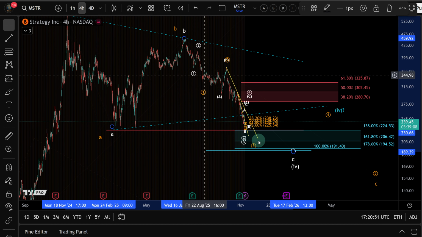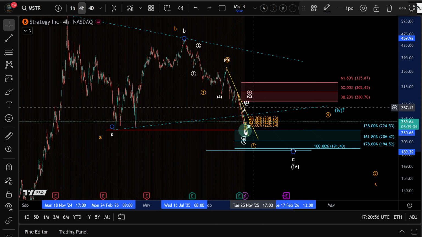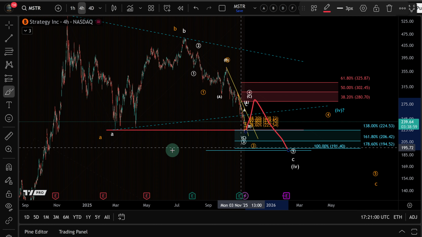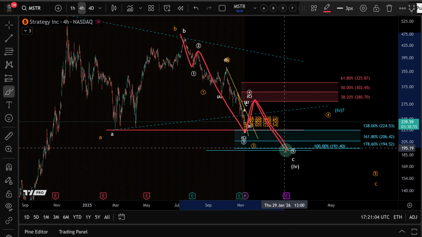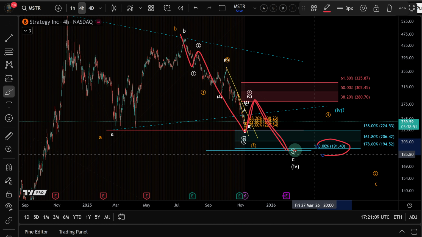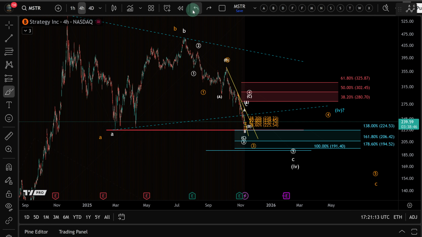So we have a possible ABC structure to the downside there, and the C wave down looks incomplete. It looks like we might need another wave 4 bounce and a wave 5 to the downside. That gives us a 1, 2, 3, 4, 5 structure, and it would point towards $191 as ideal target, because this is just an ideal target for a C wave. Okay, so this is what we are tracking at the moment.